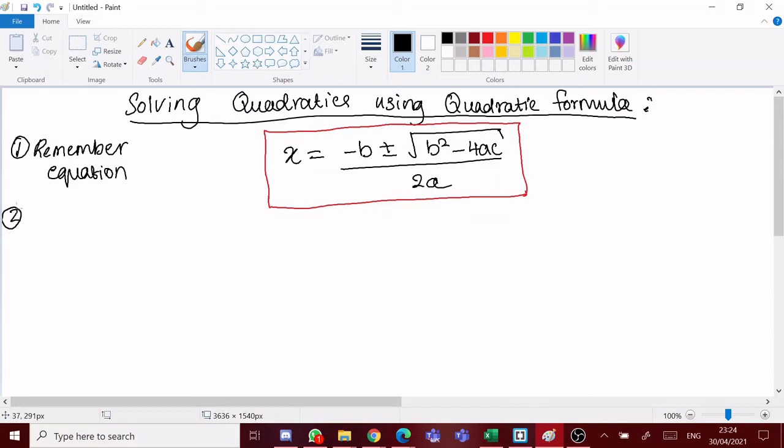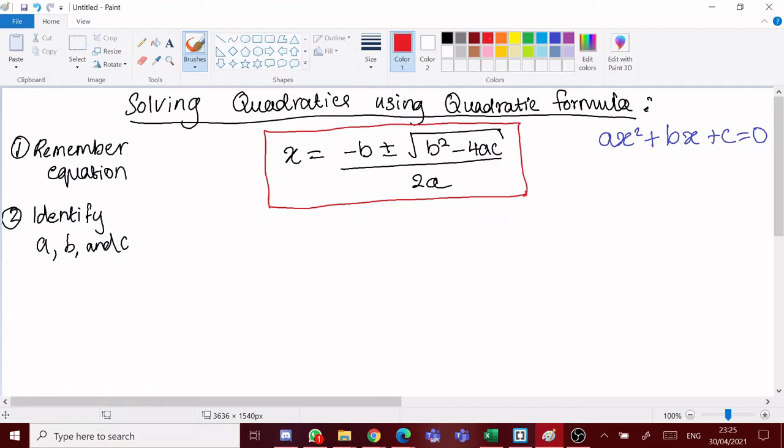Step 2, identify a, b, and c. So what do I mean by a, b, and c? If you remember from last video or otherwise, the general form of a quadratic is given as ax squared plus bx plus c. So this is the general form of a quadratic. If you have a quadratic equation, make sure it's completely in this form, otherwise don't use this equation. It must be in the form ax squared plus bx plus c.